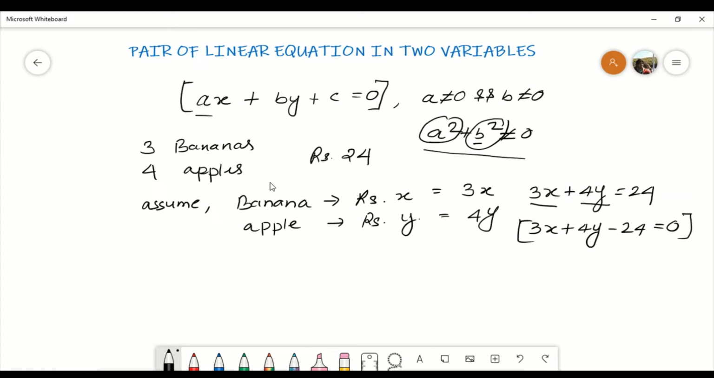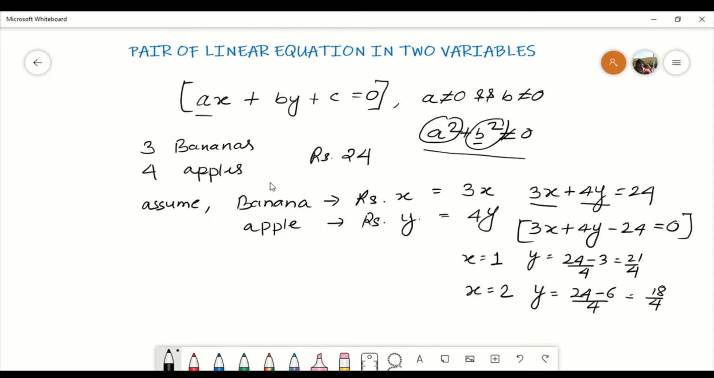For example, let's say the price of banana was 1, so I can substitute 1 here, and my y will be 24 minus 3 by 4, which is 21 by 4. So this is one solution. If the price of banana was 2, then again I can solve this equation by putting 2 in place of x, which gives me 24 minus 6 by 4, which is 18 by 4. Similarly, I can solve it for x equal to 3, 4, 5, and each time I will get another solution. So this one equation in two variables will never have a unique solution. It will have an infinite number of solutions.